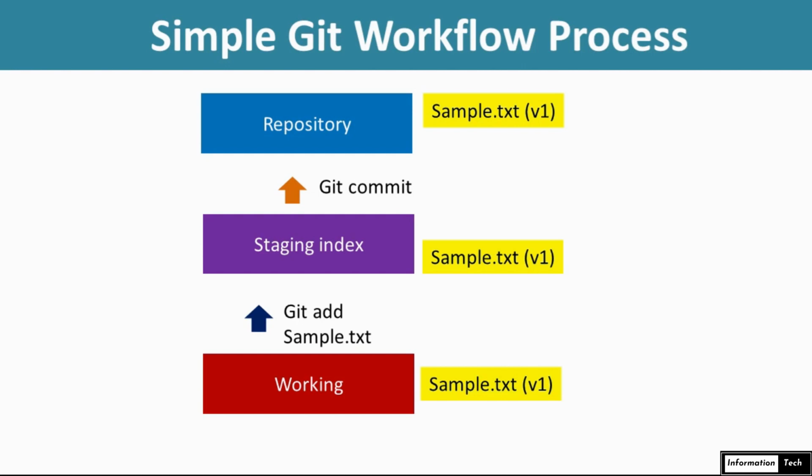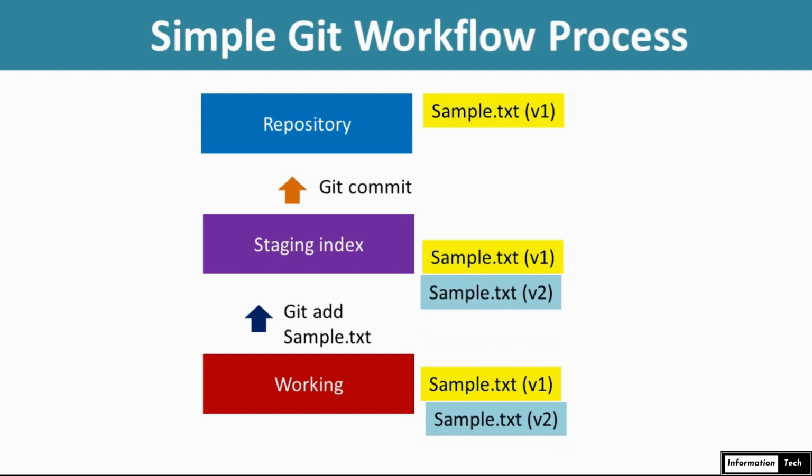Say, for example, we want to edit the same file. We finish editing. That will now become version number 2. So we'll now add that version that we have just edited. We move that into the staging area. So once that file is in the staging area, again, we do a git commit, and that file becomes available to the repository. So now in the Git repository, we have 2 versions of the file.